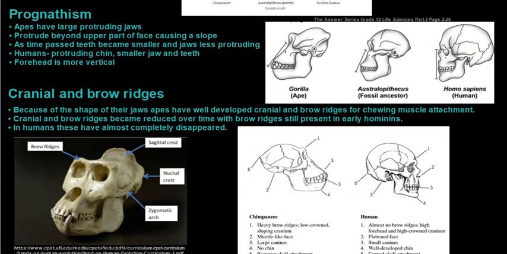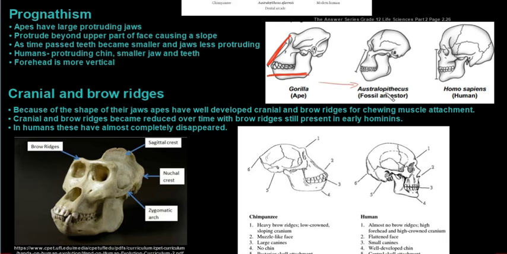Then prognathism. So apes have large protruding jaws. They protrude beyond the upper part of the face, causing a slope. As you can see, this jaw is massive and it comes out below the face, and it causes this slope that you see, which is the prognathism. Then as time passed, the teeth and the jaws became smaller and less protruding.